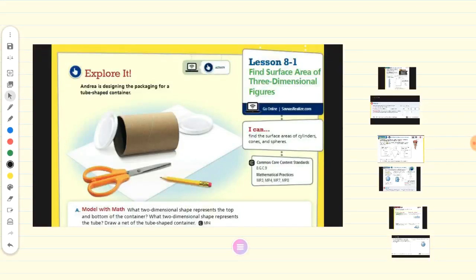The lesson today is lesson 8.1, which is about finding the surface area of three-dimensional figures. We will discuss only three-dimensional figures: cylinders, cones, and spheres, and how to find the surface area for each one of them.